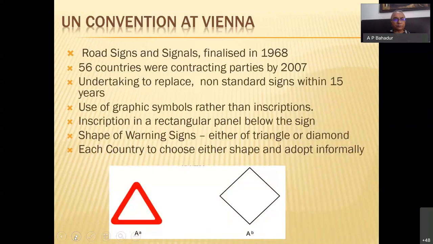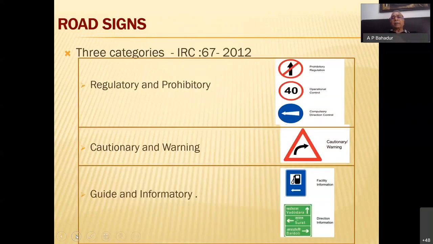Now, coming back to the traffic signs and IRC 67, I am sure all of you must be road users and drivers also, and you must know the basics of the traffic signs. So there are three types of signs. One is the regulatory, the other is the cautionary, and the third is the informatory or guide sign. Regulatory or prohibitory signs are circular in shape, except for a few signs like stop, etc. Cautionary signs are triangular in shape, and informatory or guide signs are rectangular in shape.